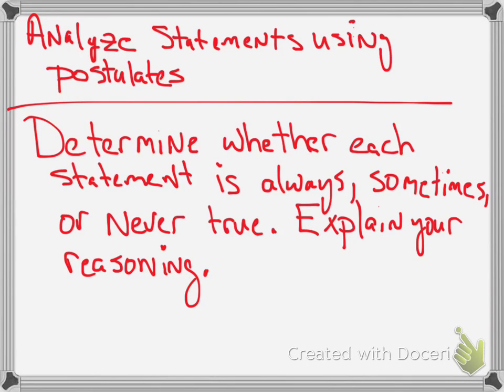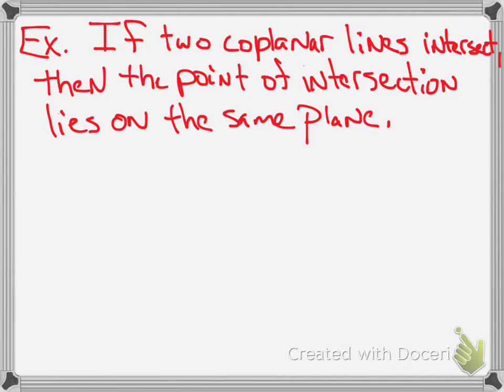All right, so we're going to analyze statements using postulates. First off, we want to determine whether each statement is always, sometimes, or never true. Explain your reasoning. For example, if 2 coplanar lines intersect, then the point of intersection lies on the same plane. Keep in mind, what does it mean to be coplanar? It means they're on the same plane. So this one is always true.